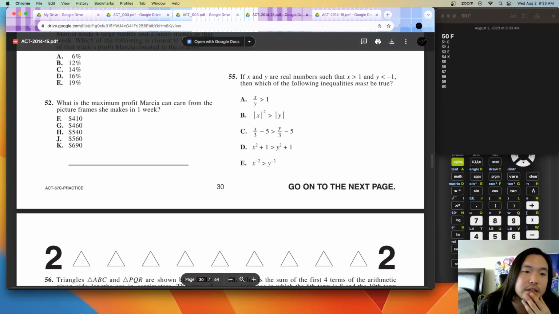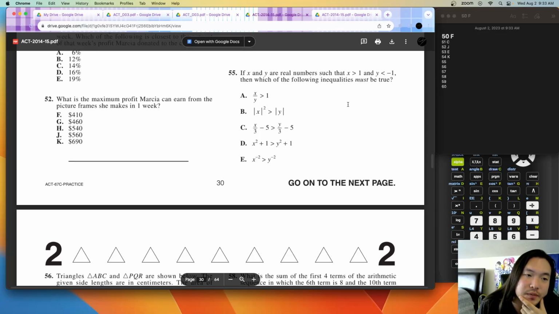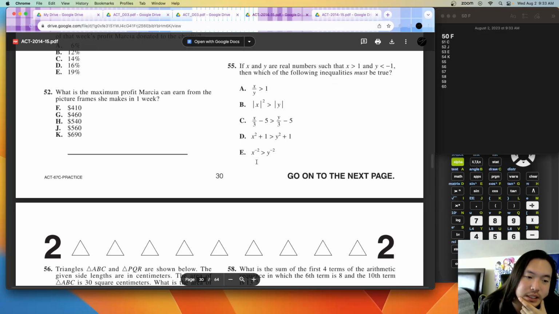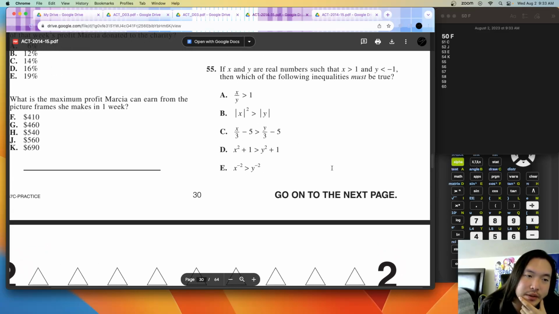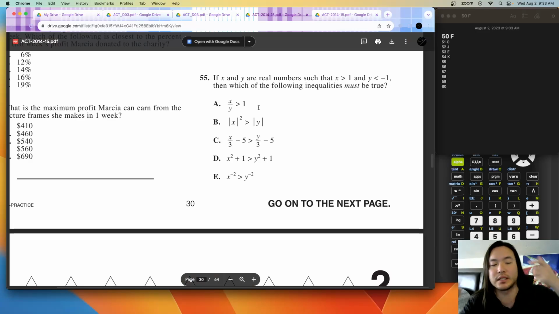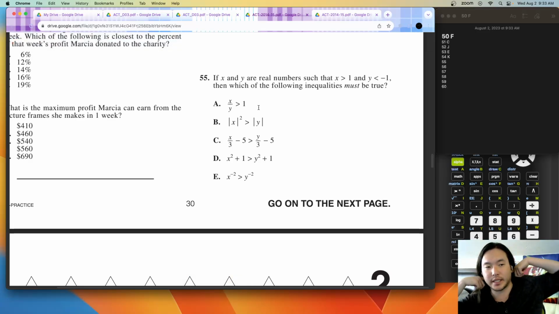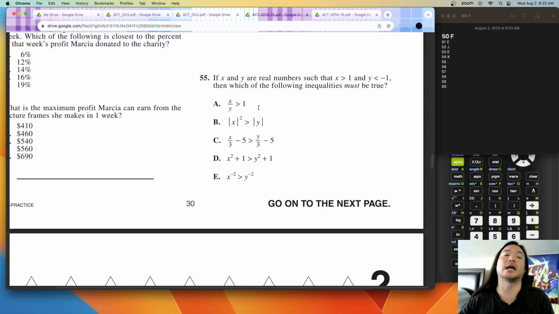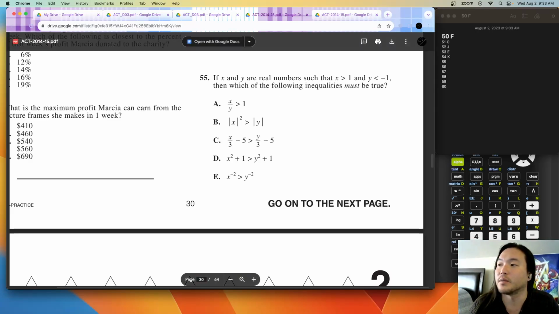55. If x and y are real numbers such that x is greater than 1 and y is less than -1, which of the following inequalities must be true? One of the difficult parts about the ACT is that at this point, I'm tired. I've literally done 100 multiple choice questions already, and I just don't want to think that hard. What am I going to do?